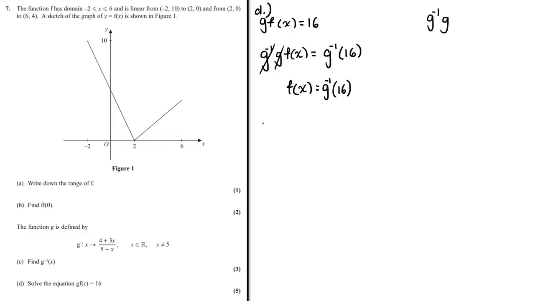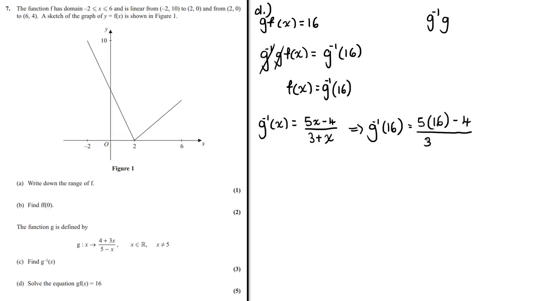So if we just write g inverse of x down again, that's equal to 5x minus 4 all over 3 plus x. If I want g inverse of 16, then we just substitute 16 into this. So that's going to be 5 lots of 16 minus 4 all over 3 plus 16. So this is going to be 80 minus 4, which gives us 76 in the numerator, and 3 plus 16 gives us 19 in the denominator. So we get 76 divided by 19, which is equal to 4.